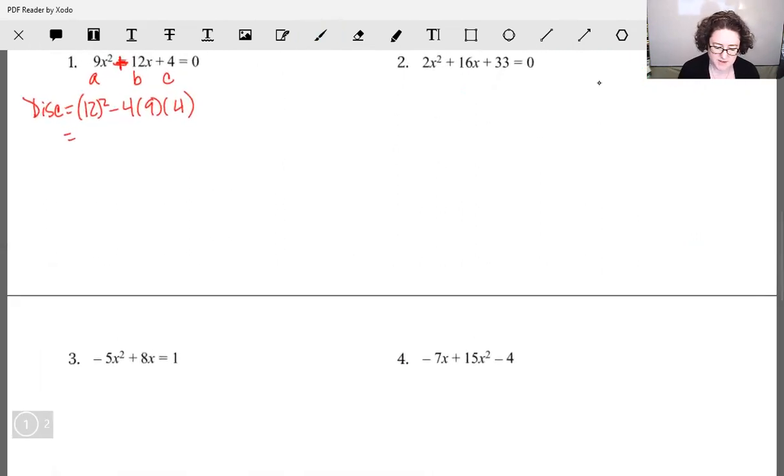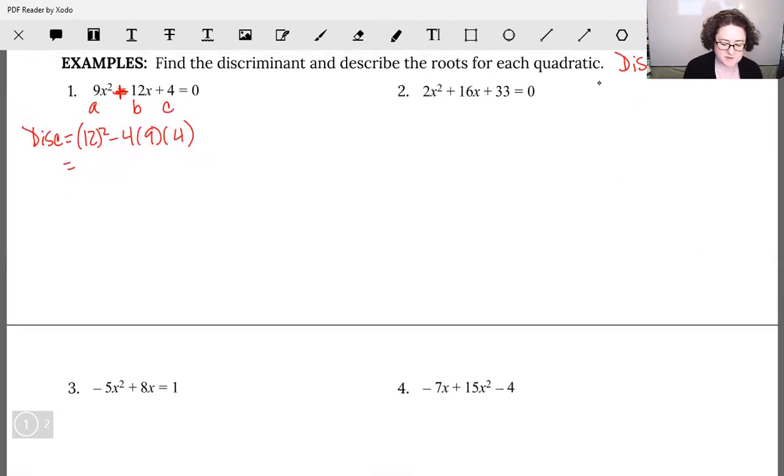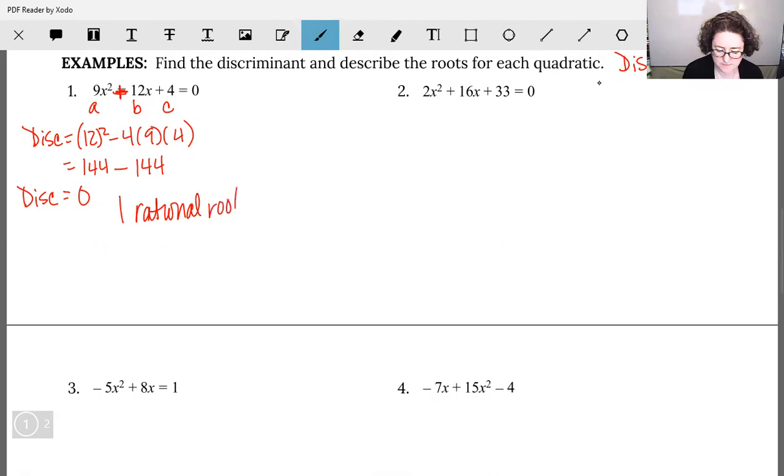Let me bump that up a little bit in size. So 12 squared gives me 144, minus 4 times 9 times 4, aka 36 times 4, which comes out to 144 again. So in this case, our discriminant is equal to 0. That means we're going to have one rational root. Again, because if we add and subtract 0, it's not going to change any value in that numerator if we continued with our quadratic formula.